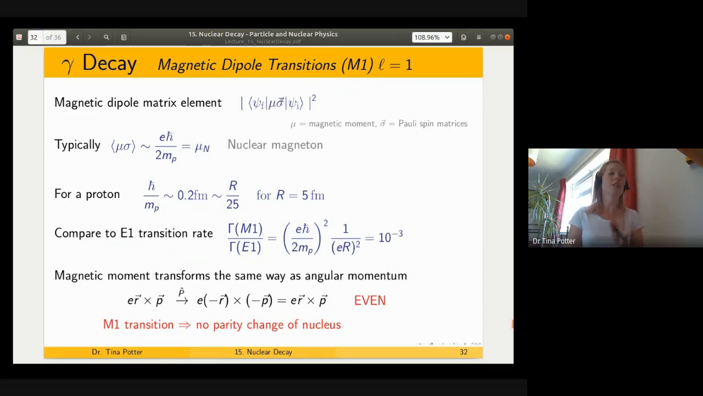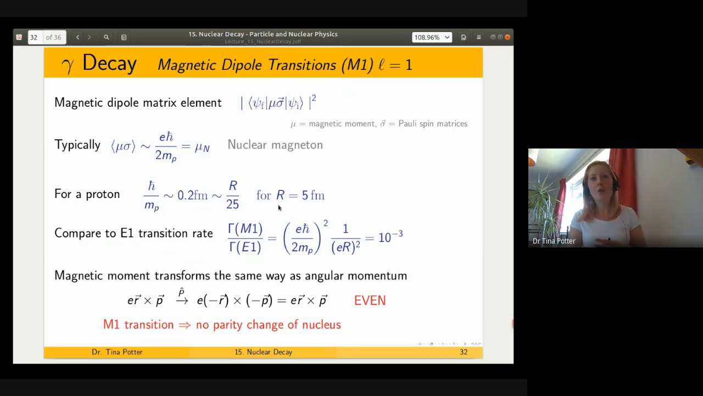Now, typically, let's get a rough order of magnitude estimate here again for this matrix element. This should go roughly as the nuclear magneton. And so what we're interested in here for a proton, h bar over the proton mass, should be about 0.2 femtometers, which for a 5 femtometer radius nucleus is about r over 25. Now, we're not going to get into this too much, but what we can do is just compare this rate. We're going to normalize it to our electric dipole moment here.